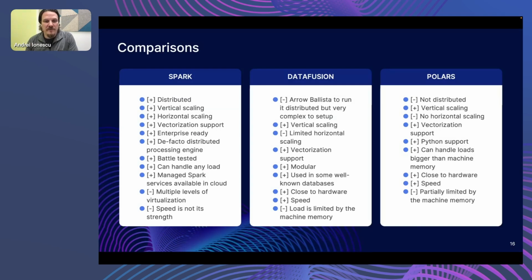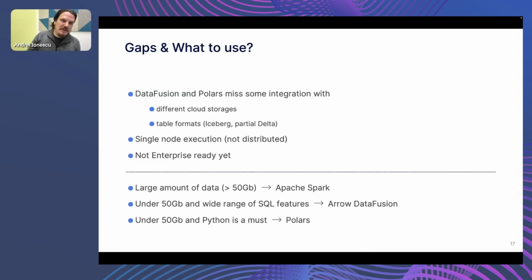Here is a comparison in terms of features. Spark is distributed, has vertical scaling and horizontal scaling. Now Polars and DataFusion don't have horizontal scaling because they are not distributed. DataFusion does have a project called Ballista that tries to make it distributed, but it's very hard to make it run and very complex to maintain. Yeah, I'll go next because the next slide is more interesting.